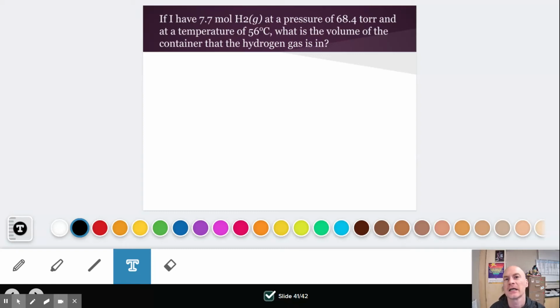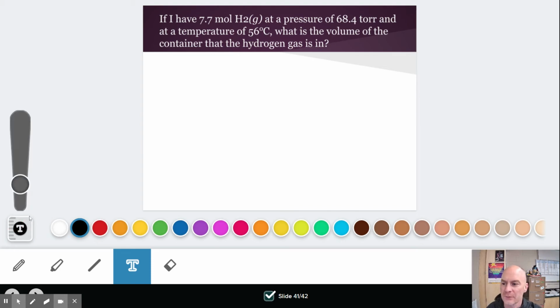Ideal gas law equation. Some more practice with that. Let's look at how we solve one more practice problem. If I have 7.7 moles of hydrogen gas at a pressure of 68.4 torr and at a temperature of 56 degrees Celsius, what is the volume of the container that the hydrogen gas is in?